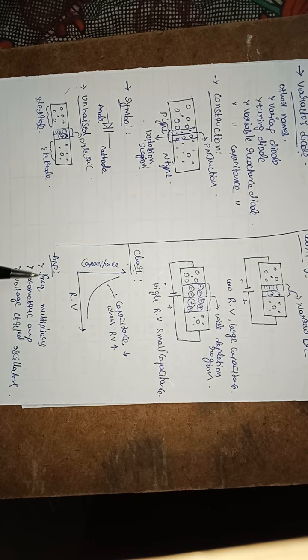There are some applications of the varactor diode. It can be used as a frequency multiplier, and also as a parametric amplifier, and varactor diodes are used as voltage controlled oscillators.